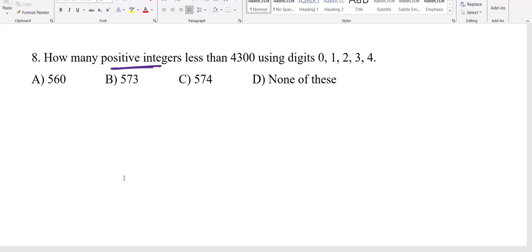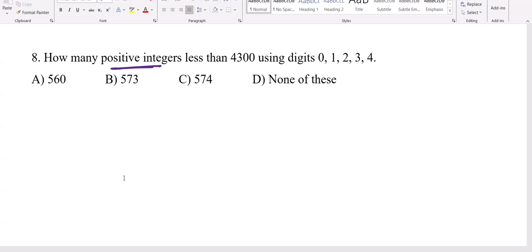Positive integers means from where will it start? Starting point of positive integers? 1. 1, 2, 3, 4. 0 is neither positive nor negative. 1, 2, 3, 4. I'm stressing that word.